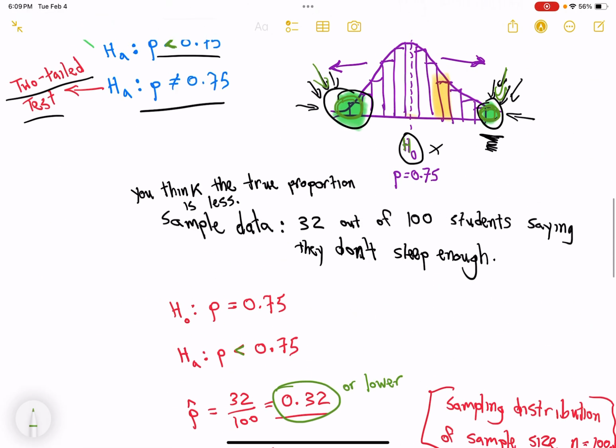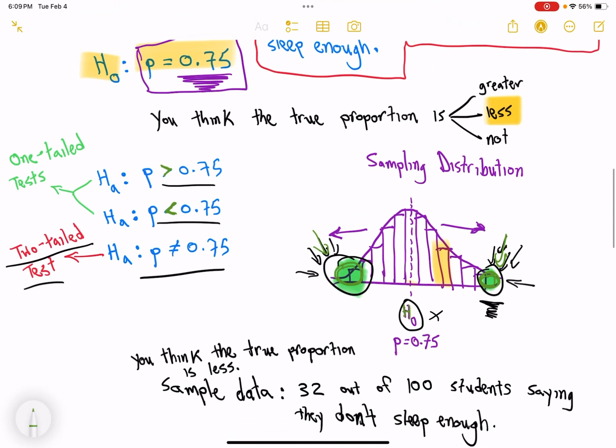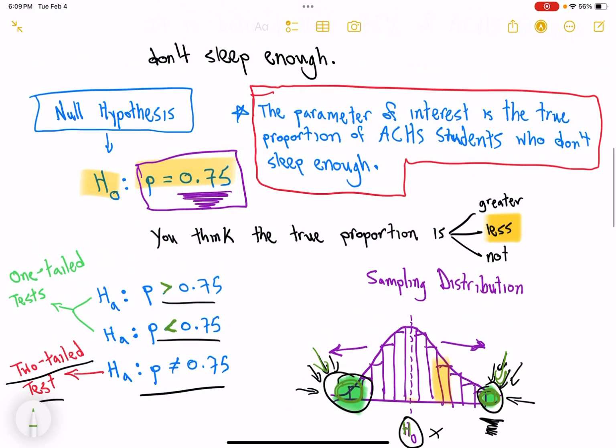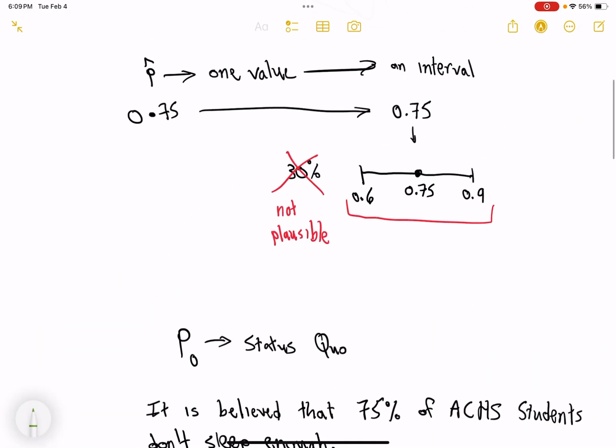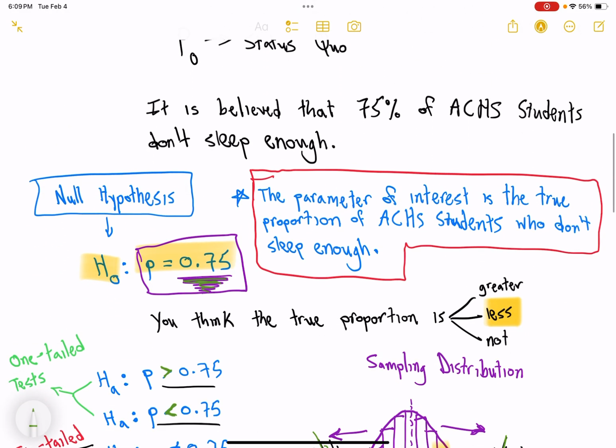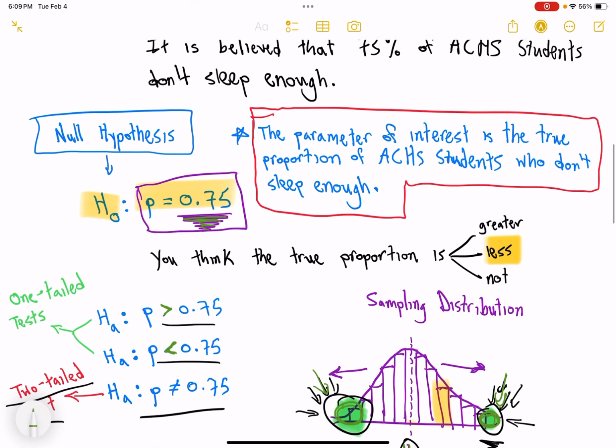So far, we should have a pretty solid understanding of how we use a sampling distribution to create a range of values around a parameter value that is formed by what's called the null hypothesis. And that's just whatever the status quo is, whatever the readily established thing is. In the case of this example problem, it's believed that 75% of ACHS students don't sleep enough. We should be rolling along with this chill pace.